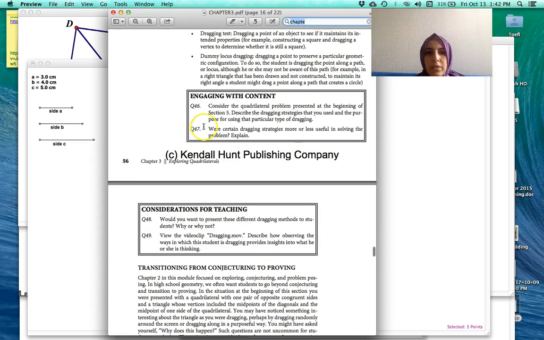Question 47. Were certain dragging strategies more or less useful in solving the problem? Explain. Yes, dragging strategies are useful to solve the problem. As you see, we need to drag certain points to make them useful, such as midpoints, perpendiculars, or parallels.